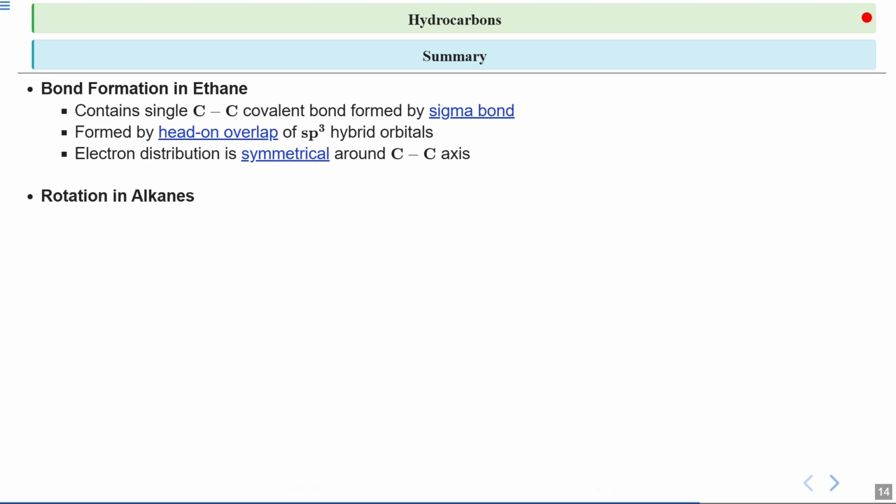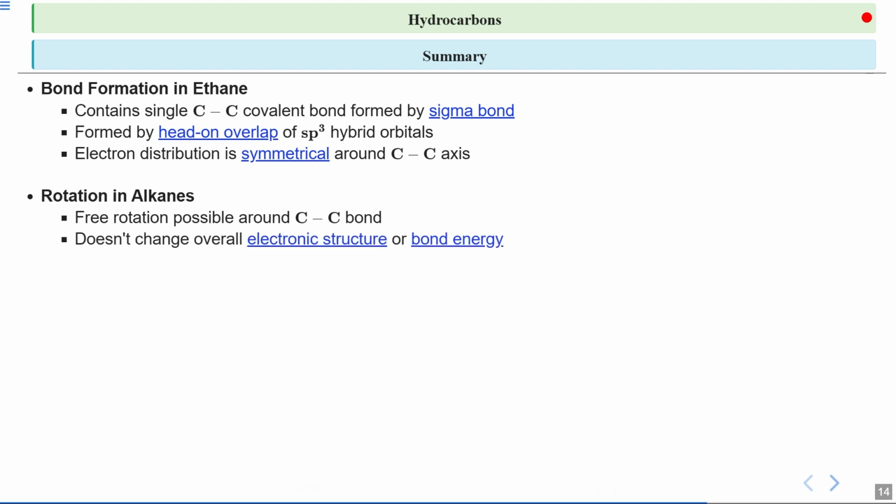Now, this symmetrical electronic distribution is the reason for rotation in the case of alkanes. Due to this symmetrical distribution, free rotation is possible around the C-C bond. The rotation is of course free, but still it needs some energy. At the same time, it does not change the overall electronic structure and the bond energy of the molecule. The stability of the molecule remains intact despite this rotation.